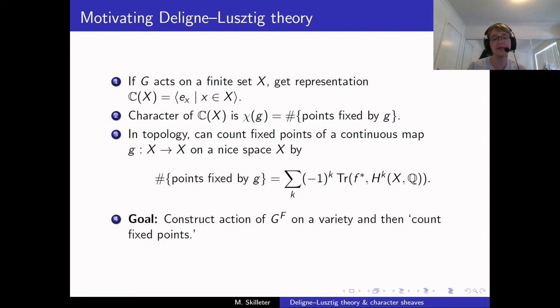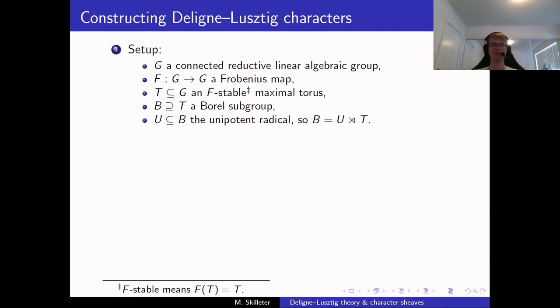So our plan for constructing the Deligne-Lusztig characters is to build an action of G^F on a variety and then count fixed points by looking at an alternating sum like the Lefschetz-Hopf theorem. All right, we're at last ready to construct the Deligne-Lusztig characters. We again have some setup.